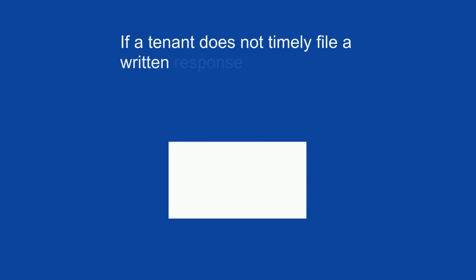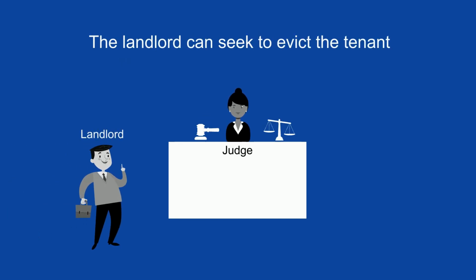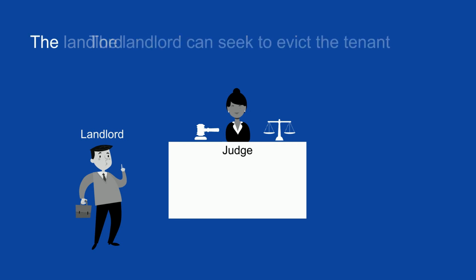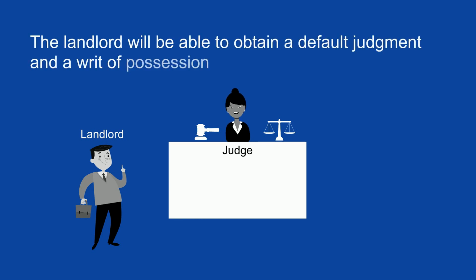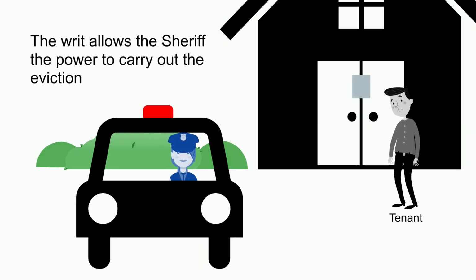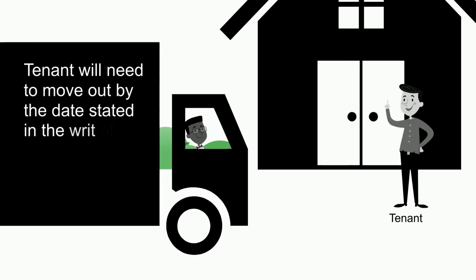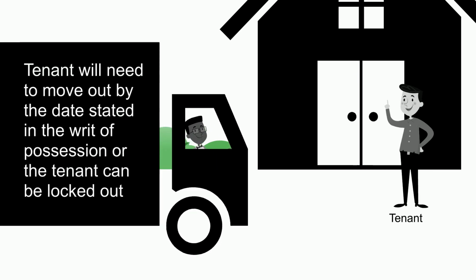If a tenant does not timely file a written response with the court, the landlord can seek to evict the tenant. The landlord will be able to obtain a default judgment and a writ of possession. The writ allows the sheriff the power to carry out the eviction. This means the tenant will need to move out by the date stated in the writ of possession, or the tenant can be locked out.